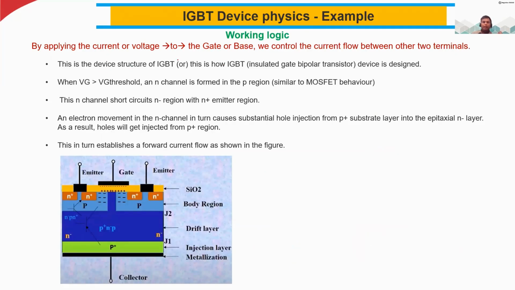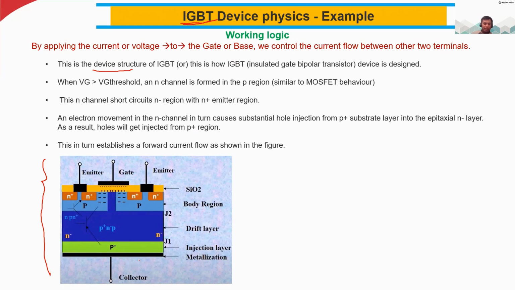Here you can see the working logic of the IGBT. IGBT is the insulated gate bipolar transistor. We had seen the symbol just before. So this is the device structure of the IGBT, or this is how the IGBT is designed by the manufacturer.